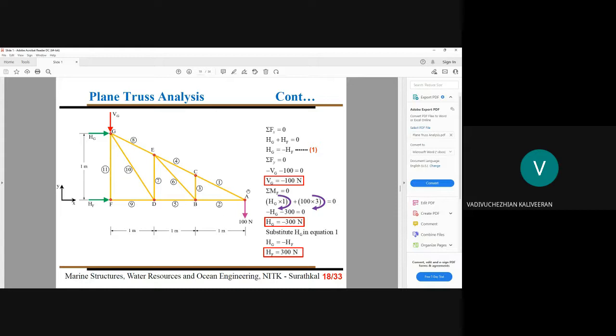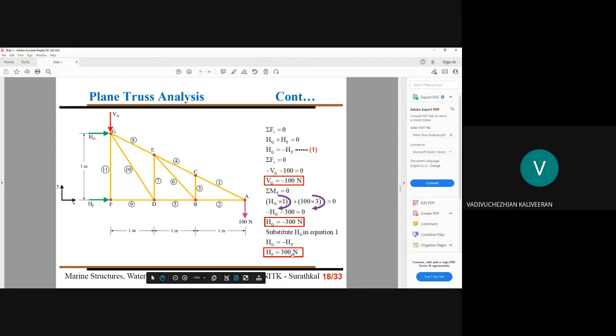And we are trying to fix our force equilibrium along this y direction. So Vg and our applied load, both are in the negative y direction. That's why Vg equal to minus 100 Newton, and we are trying to fix our moment about point F. So 100 into 3 produces clockwise moment, and you have to note this Hg also produces moment about this point F. So Hg into 1 produces clockwise moment. According to our convention, counterclockwise moment is positive, clockwise moment is negative. That's why we are keeping negative signs at these locations. After fixing this, Hg equal to minus Hf, so Hf equal to 300 Newton.